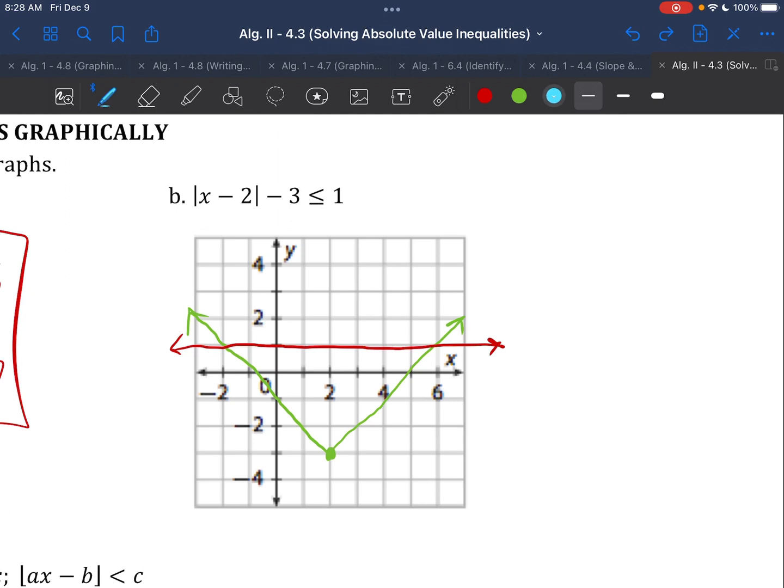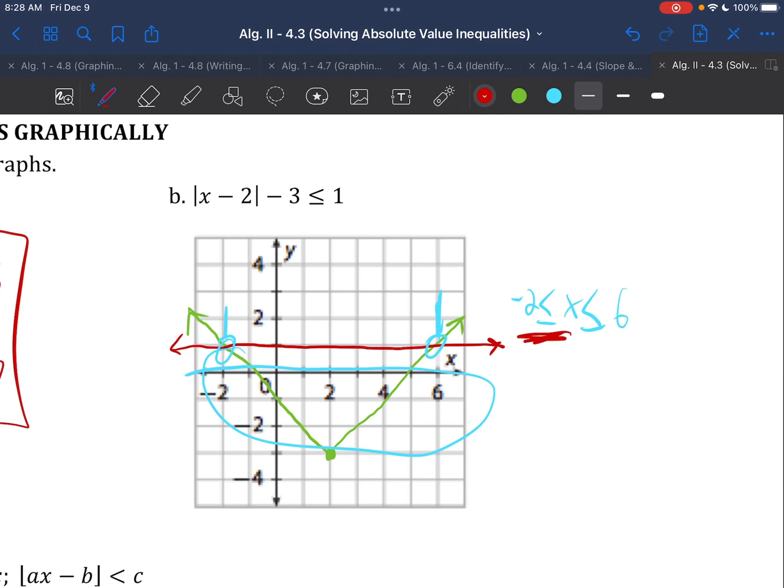So we want to say, okay, where is it less than that or equal to it? So it's not less than here, it's not less than here. It's equal to it here and here, and it's less than everywhere between it. So what we say is, okay, well, it starts being less than or equal to it at negative 2, and it's that way until it hits 6. So what we'll say is that x is between negative 2 and 6.